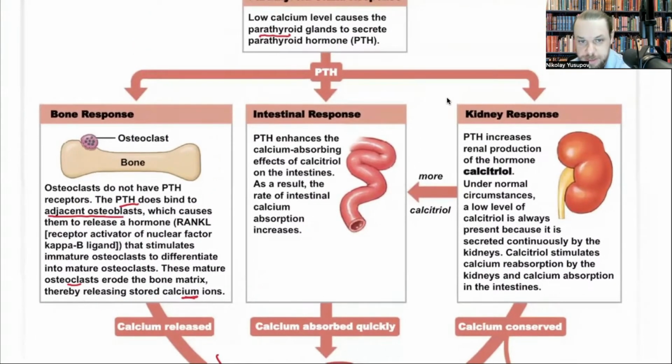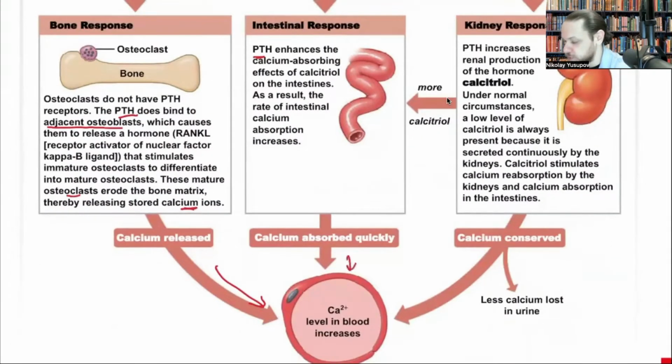The other effect that this hormone has is that it works on the intestine. It enhances the absorption of calcium in your intestines. So parathyroid hormone works on the intestines. Also, there's another hormone that's going to be secreted by the kidneys. We're going to get to it in a little bit, called calcitriol. It also helps us absorb more calcium, and that will elevate the levels.